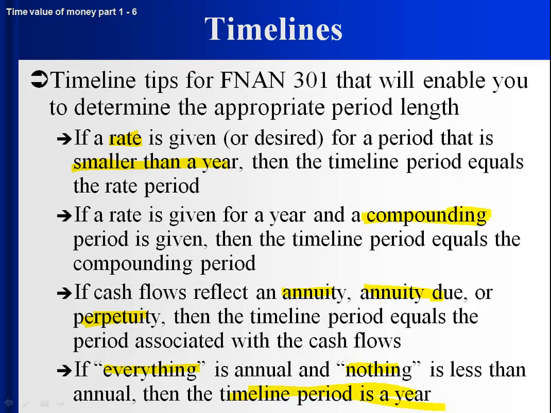So these are 4 things to key on in this class. I actually think that identifying the appropriate length of a period is fairly straightforward, as whenever these things are less than a year, they'll always be consistent with each other.